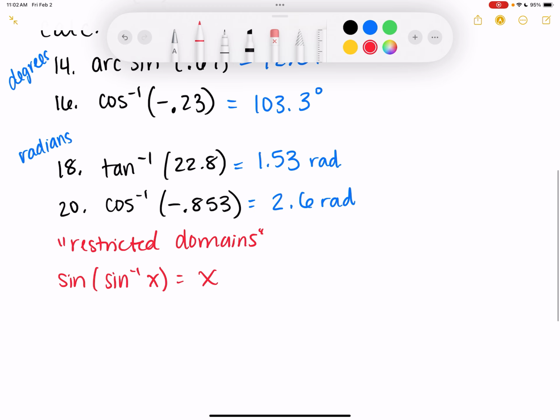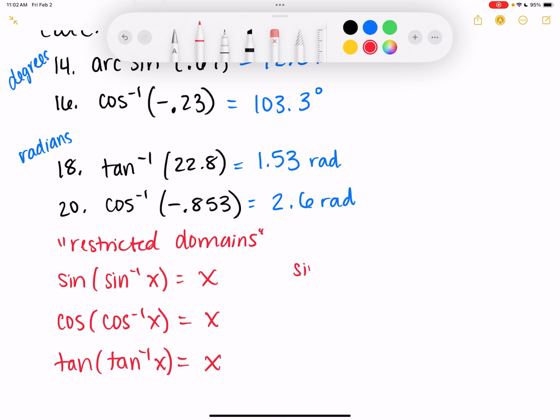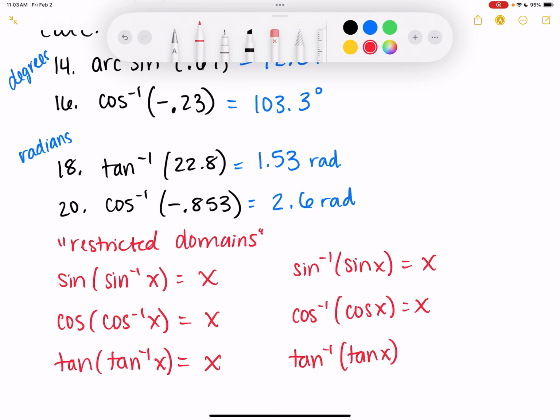The cosine of the inverse cosine of x is equal to x. The tangent of the inverse tangent of x is equal to x. And then vice versa. The inverse sine of sine of x is also equal to x. Inverse cosine of cosine of x is equal to x. And inverse tangent of tangent of x is equal to x.